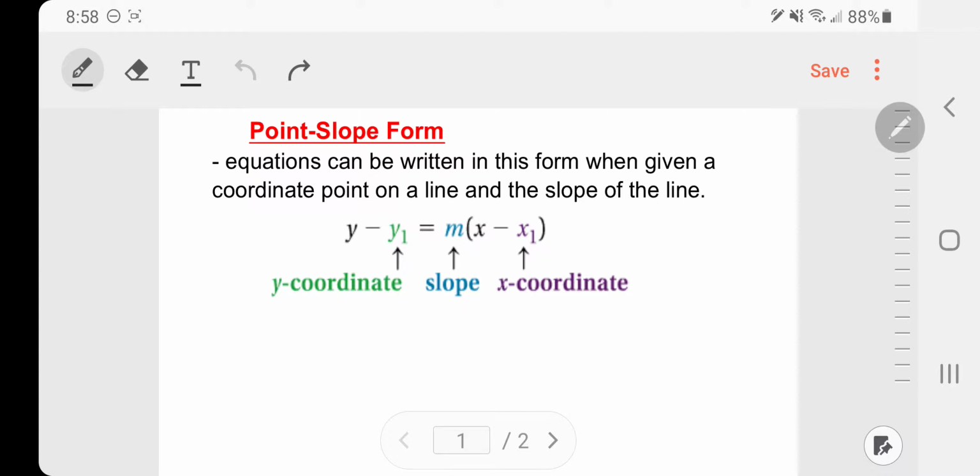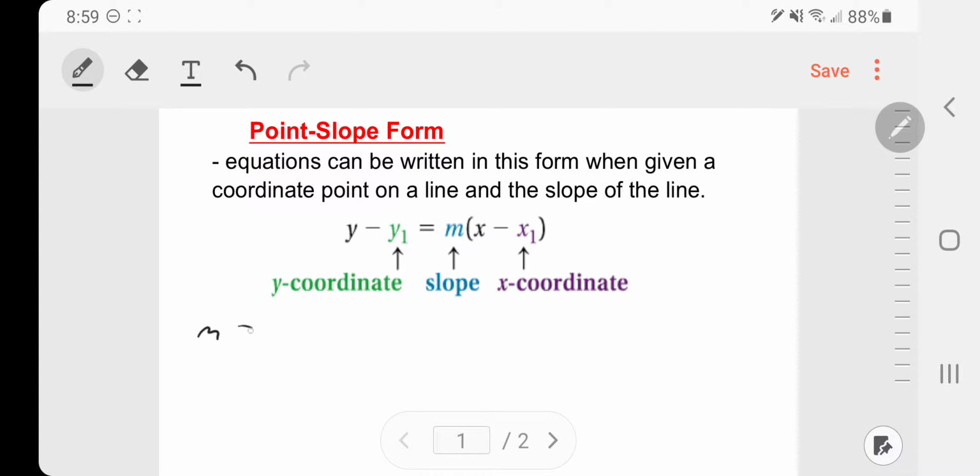Hey everyone. In today's video, we're going to take a look at how to write linear equations in point-slope form. Now, point-slope form focuses on exactly what's in the name. In your equation, you're going to use the slope of your line as well as one point on the line to write a linear equation.